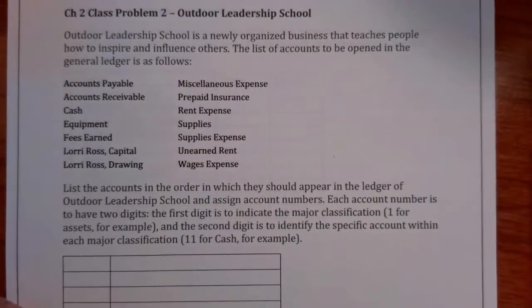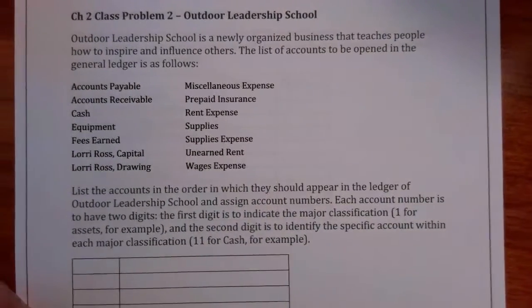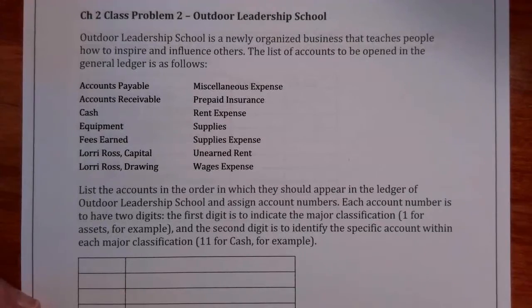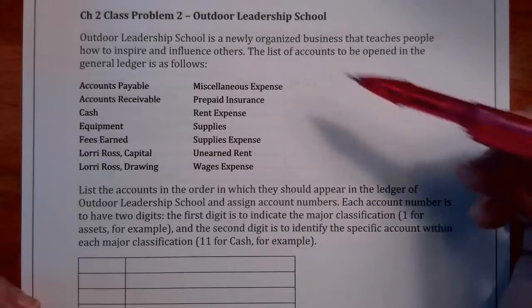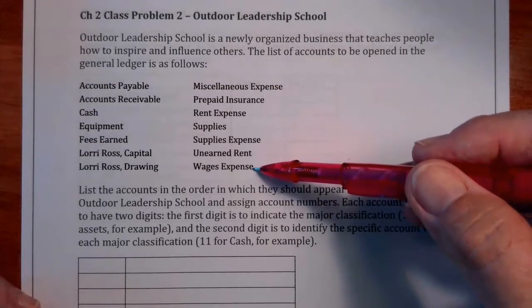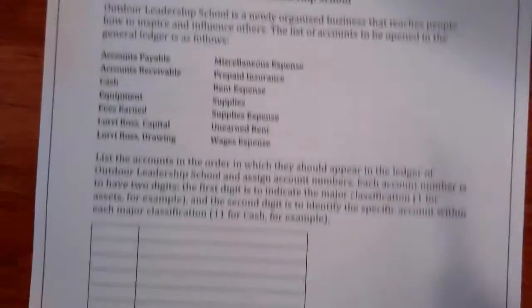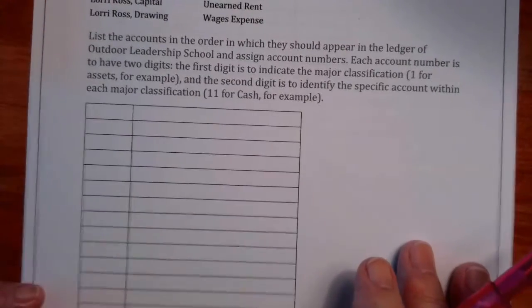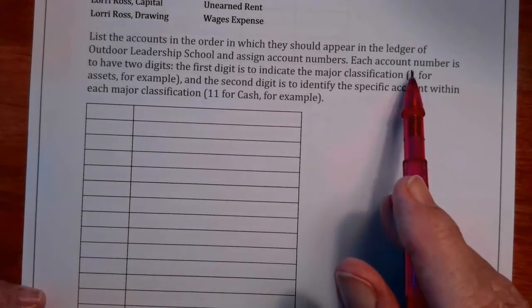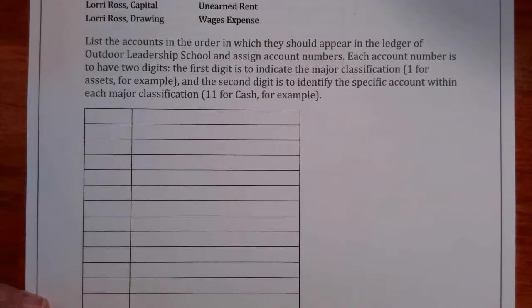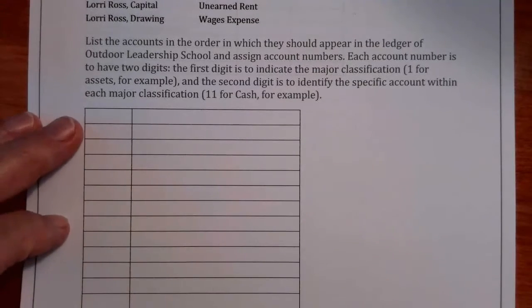Okay, this is problem 2, Outdoor Leadership School. This is a newly organized business that teaches people how to inspire and influence others, and they need to create these accounts. What the problem wants you to do is list them in the order that they should appear in the ledger, and then assign account numbers. Alright? So let's do this. Let's do it together, and I'm pretty good at this, so maybe I'll be able to help you.